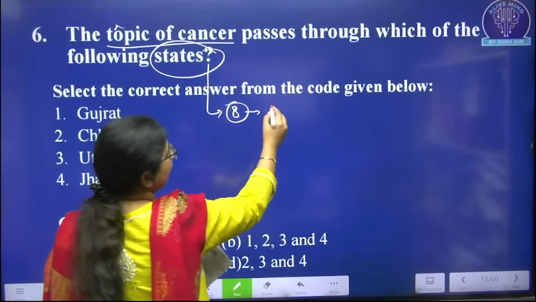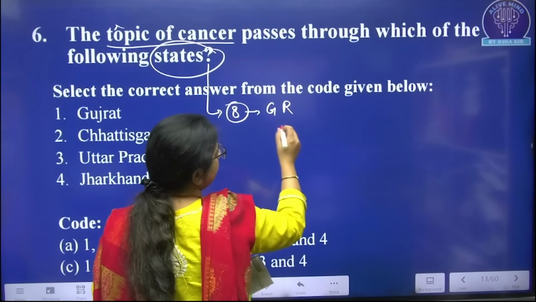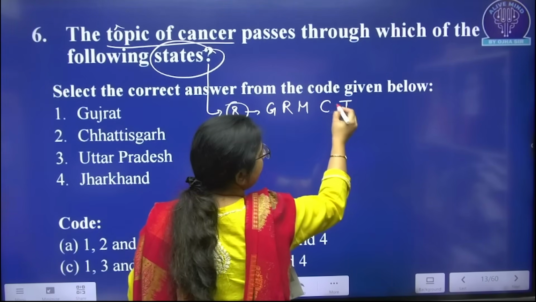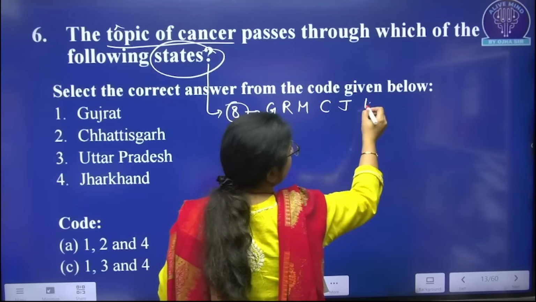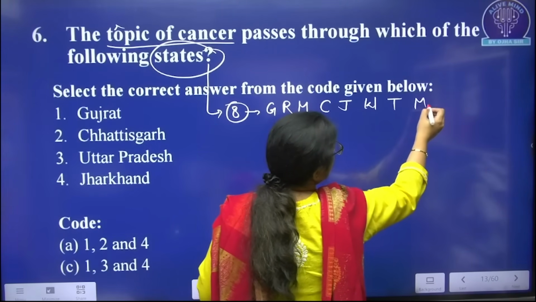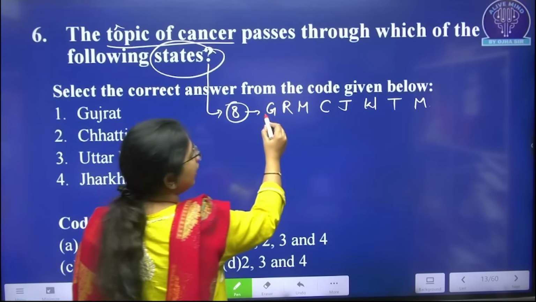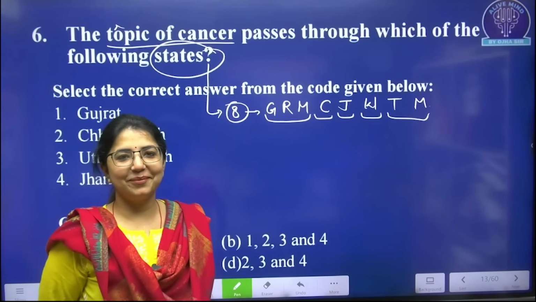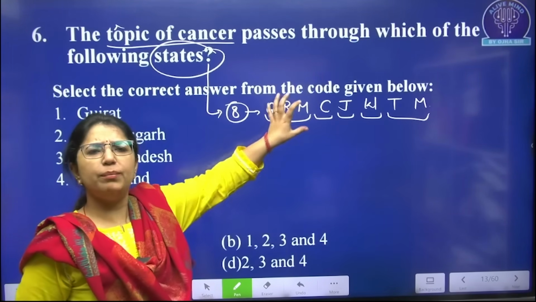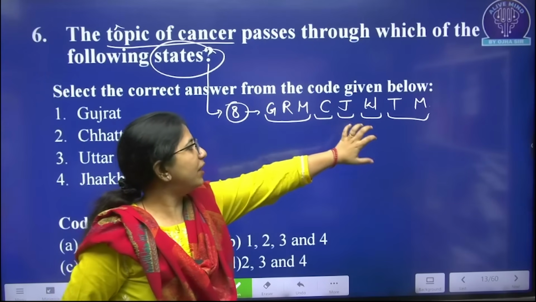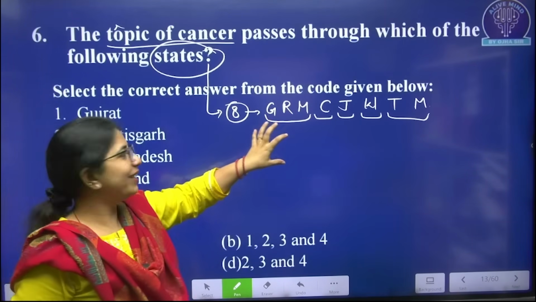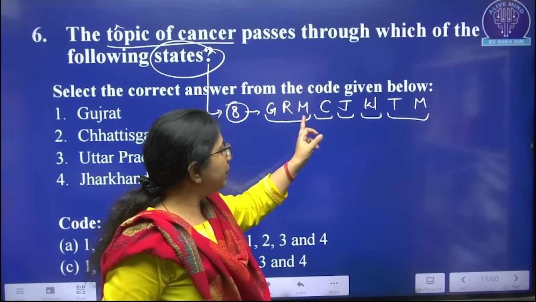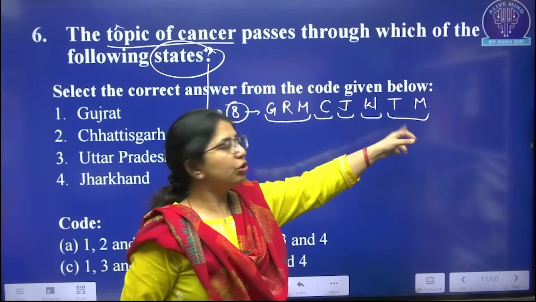It is Gujarat, Rajasthan, MP, Chhattisgarh, Jharkhand, West Bengal, Tripura and Mizoram. The mnemonic for it is Garam si Jawani Wah Tabahi Machayegi. It is a mnemonic, you just have to mug it up. Garam si Jawani Wah Tabahi Machayegi. That means it is just a mnemonic, just to mug up how many states it crosses through. Gujarat, Rajasthan, MP, Chhattisgarh, Jharkhand, West Bengal, Tripura and Mizoram.